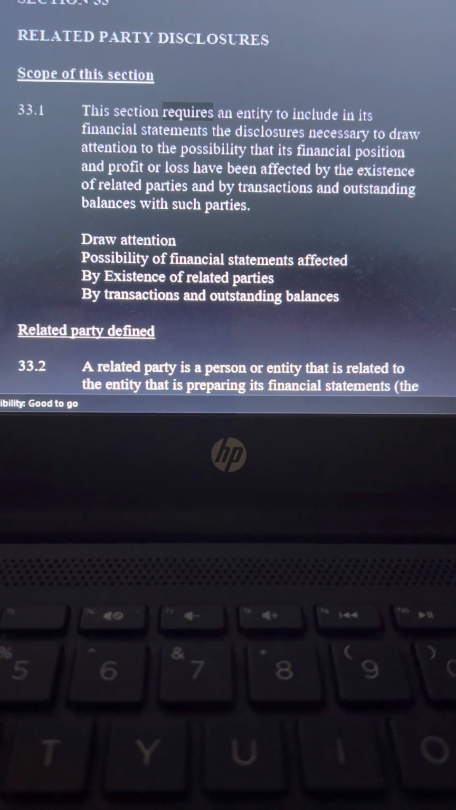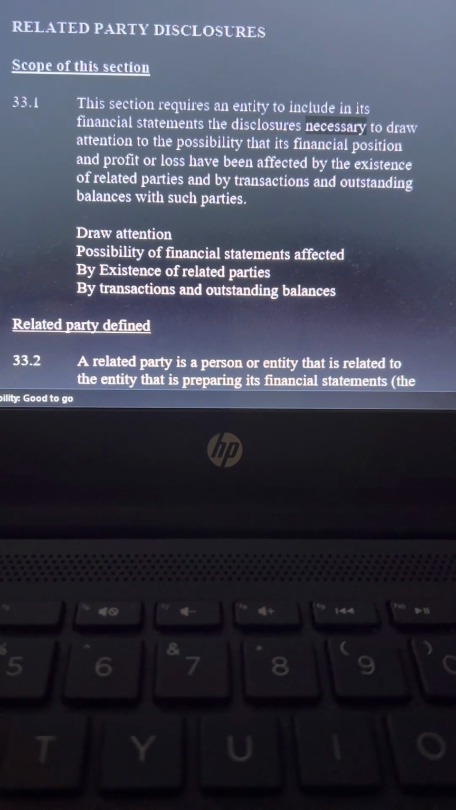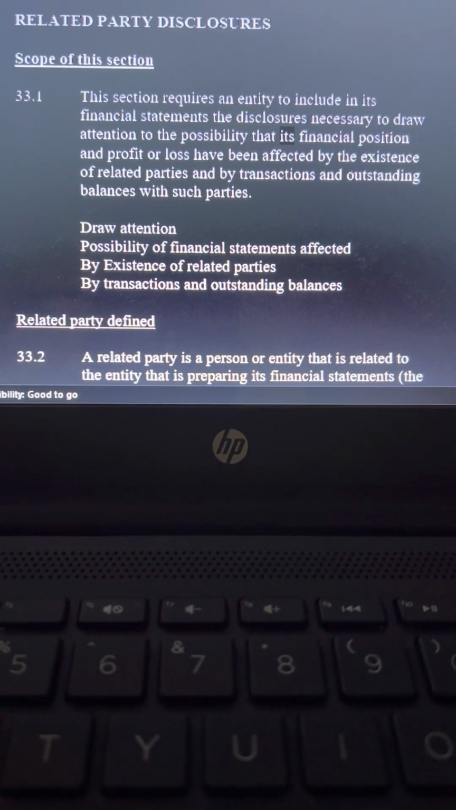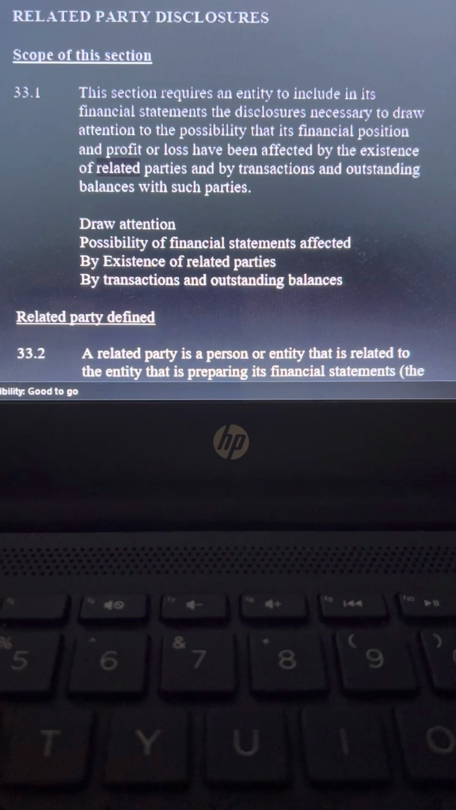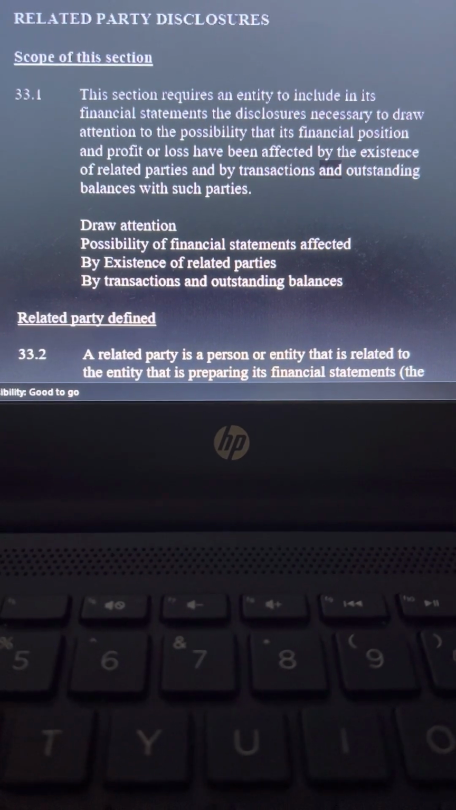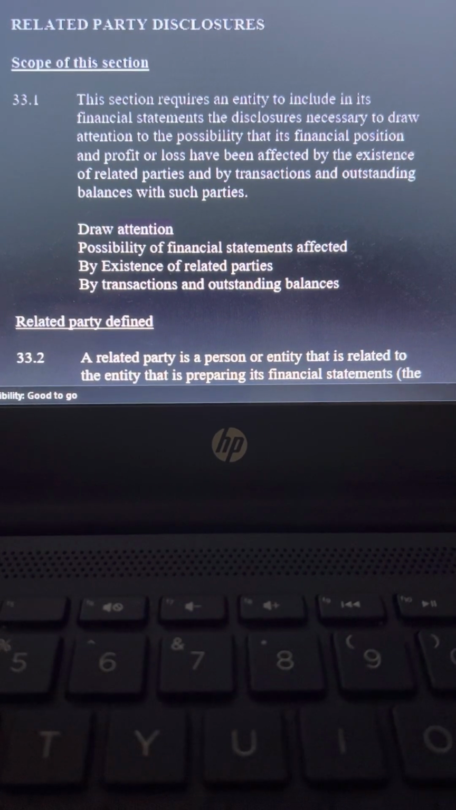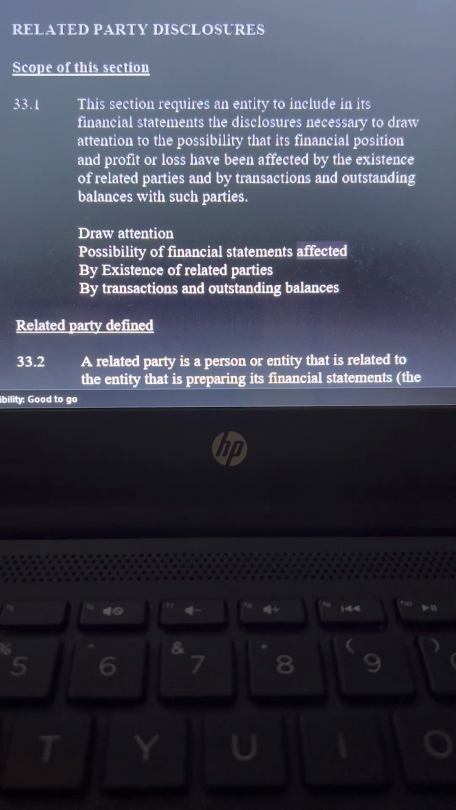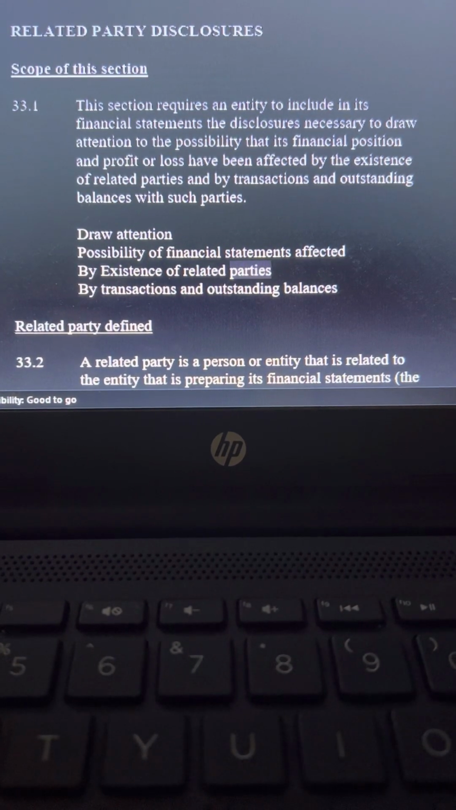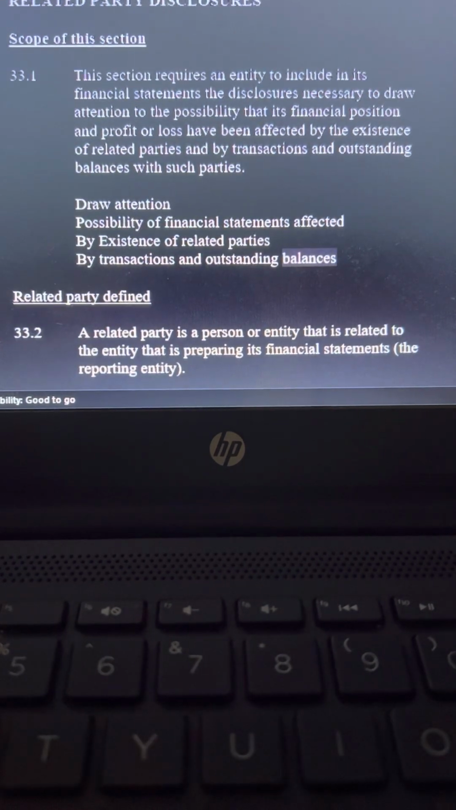33.1 This section requires an entity to include in its financial statements the disclosures necessary to draw attention to the possibility that its financial position and profit or loss have been affected by the existence of related parties and by transactions and outstanding balances with such parties. Draw attention. Possibility of financial statements affected by existence of related parties, by transactions and outstanding balances.